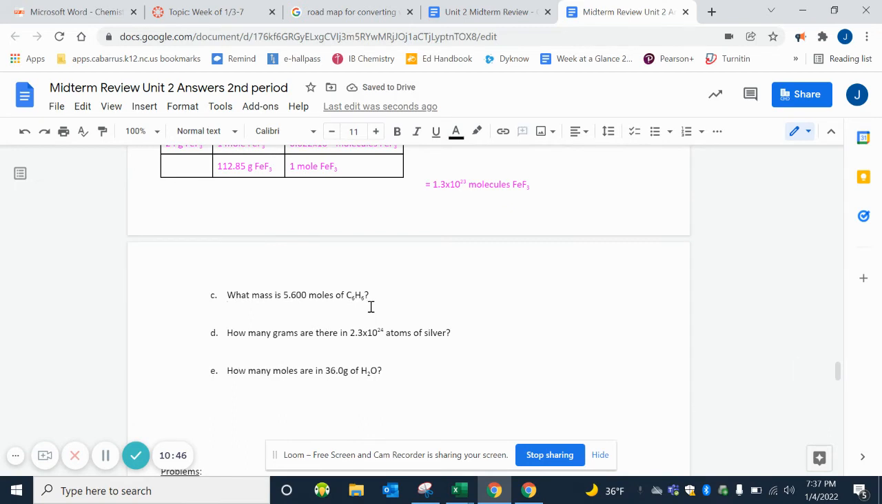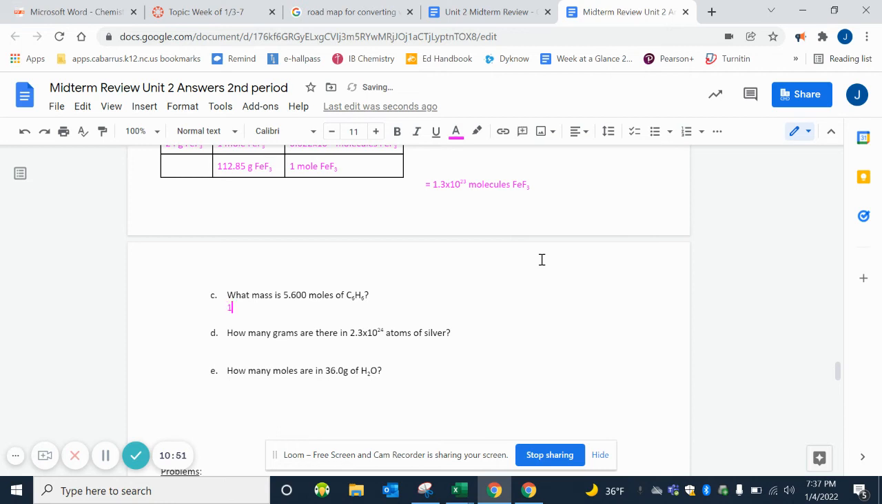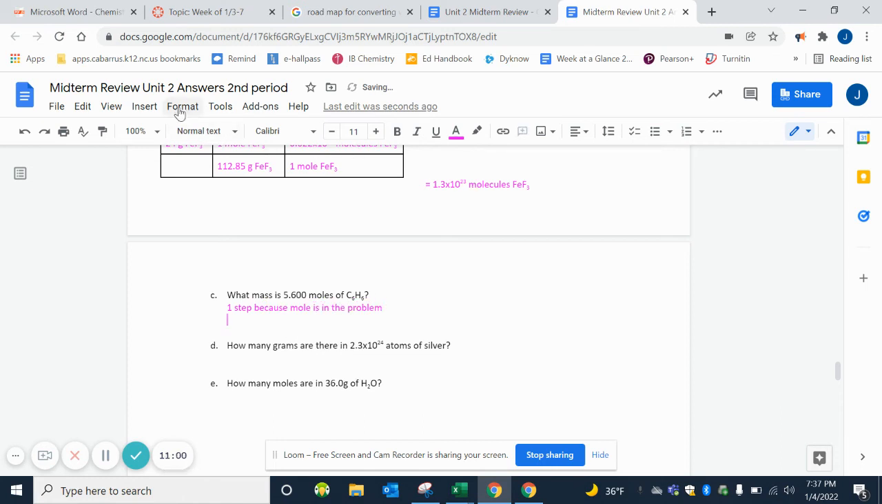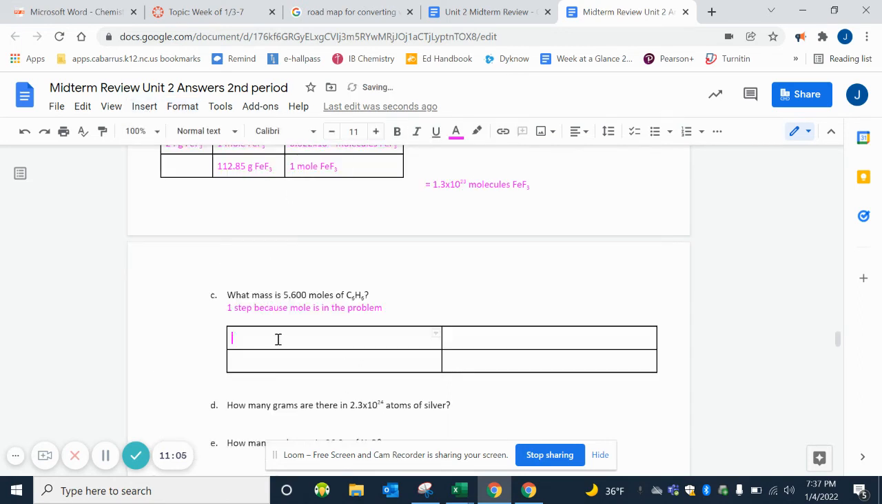For letter C, if you read the question, you see the word mole there. So this is one step because mole is in the problem. So we're going to create our table so that there is one step. Always start with your given, 5.600 moles of C6H6. And then what we can do is take our unit and substance and bring it diagonally down to the bottom.